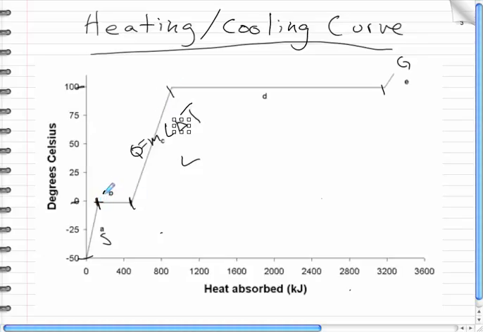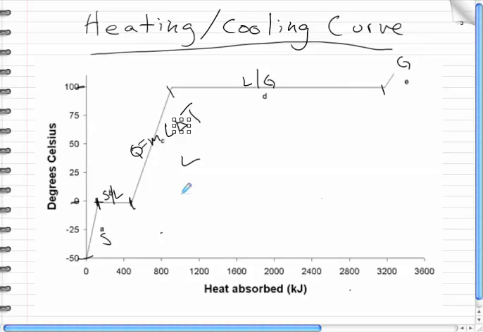So at this point, we have solid and liquid in equilibrium. In this case, we have liquid and gas in equilibrium. So we're getting melting if we're going in this direction, freezing if we're going in this direction, vaporization if we're going in this direction, condensation going in this direction.